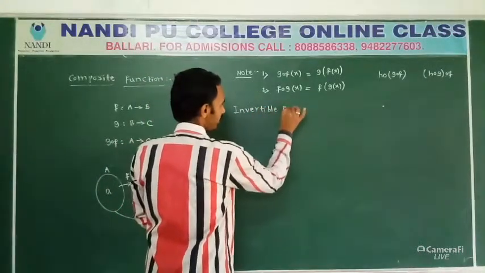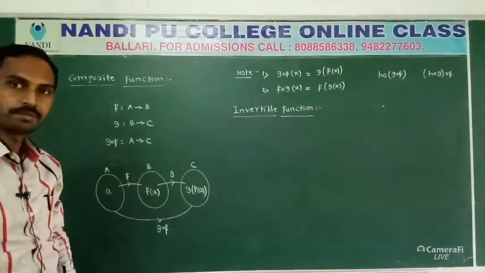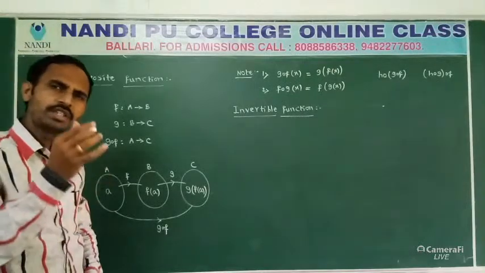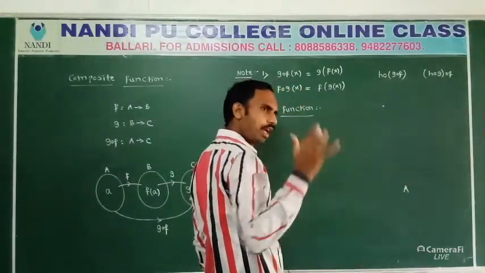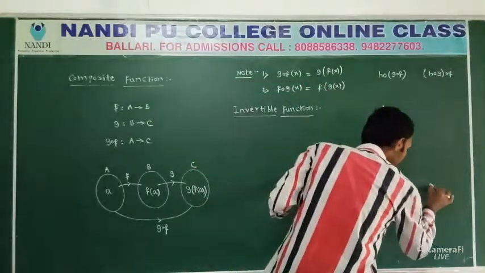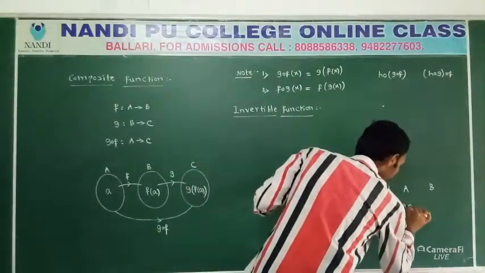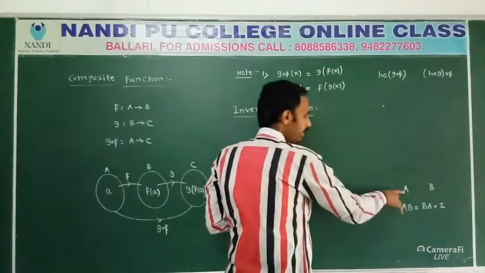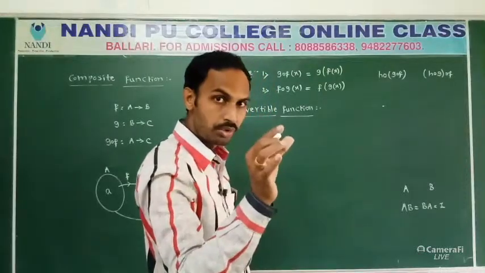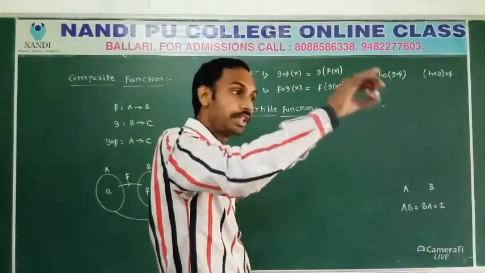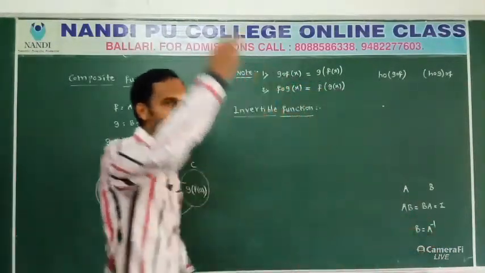Invertible function. You know the invertible matrix from the matrices and determinants chapter. What is an invertible matrix? Let A be a square matrix. Then there exists another square matrix B such that AB is equal to BA is equal to I. A is the given matrix, and I am going to find another matrix B such that their product is the identity matrix. Then B is called the inverse of A, and A is called the inverse of B, and it can be written as B is equal to A inverse. That is the invertible matrix definition.